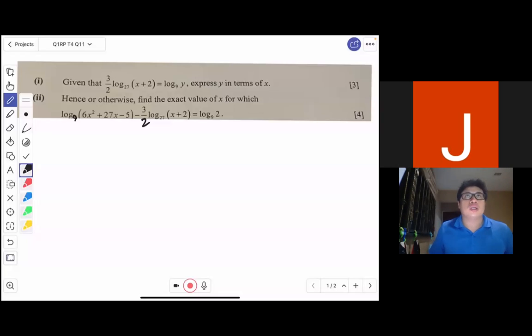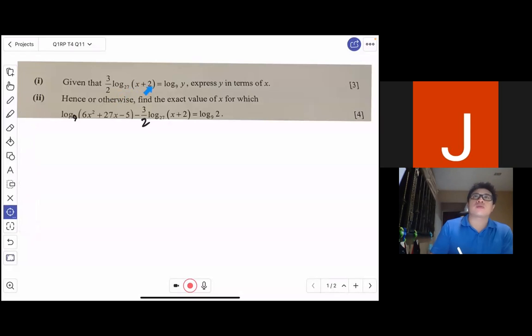So for this question, given that 3 over 2 log base 27 of (x plus 2) equals log base 9 of y, we are supposed to express y in terms of x. Very simple. What we need to do is try to convert. Remember that in logarithms, we try to convert to the same base. In this case, the bases are different: one is 27 and one is 9. So we need to convert them to the same base.